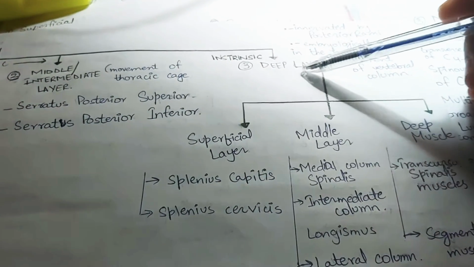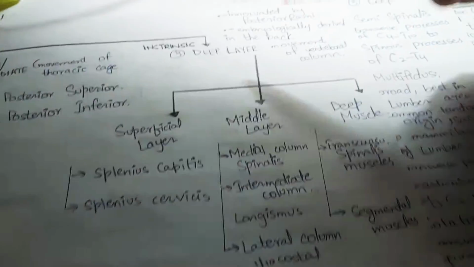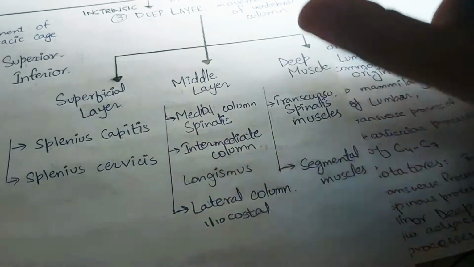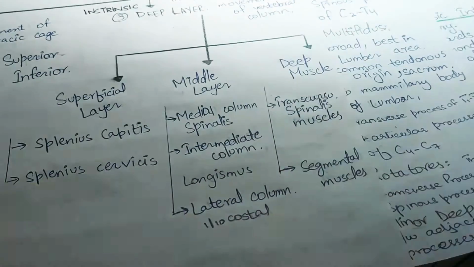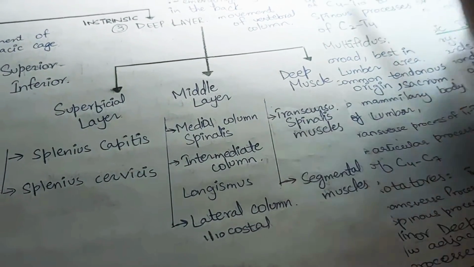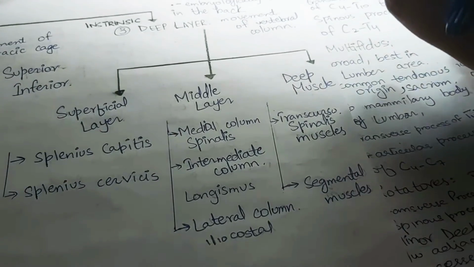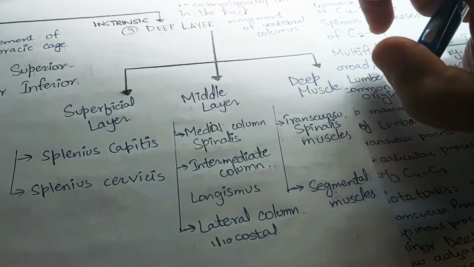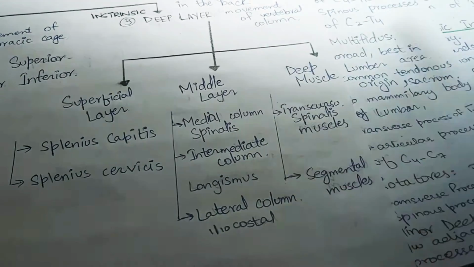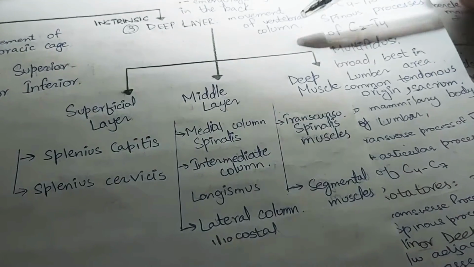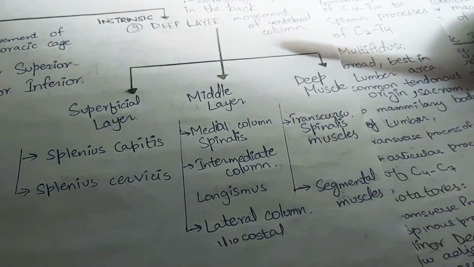Here we have the intrinsic muscle, the deep layer, which is further divided into the superficial, middle, and deep muscles. Now, since they are embryologically different, what is particular to the deep or intrinsic layer is that they are innervated by the posterior rami, unlike the middle layer, the intermediate layer, which is innervated by the anterior rami of the spinal nerves. And functionally, they are associated with the stabilization and the movement of your vertebral column.